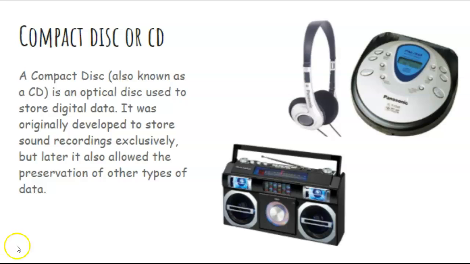Compact disc or CD came next. It's also known as a CD, and it's an optical disc used to store digital data. It was originally developed to store sound recordings exclusively, but later it also allowed the preservation of other types of data.